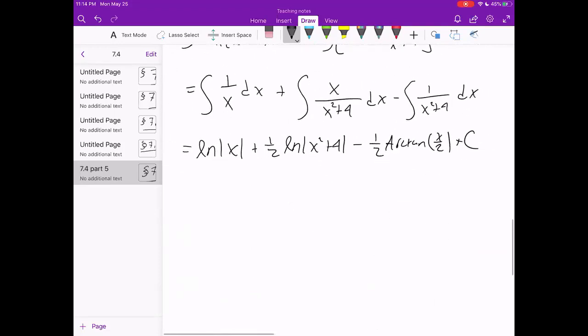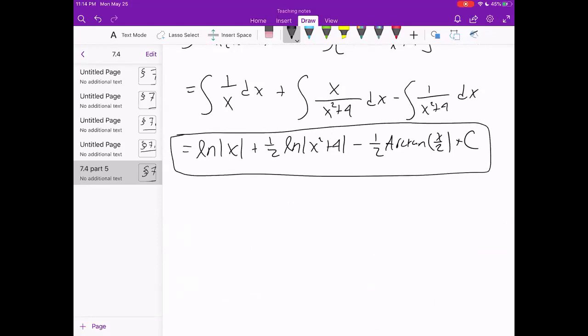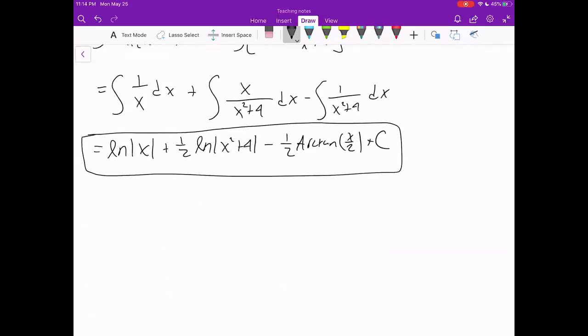And that's going to be my answer for this integral. Again, if you don't see the second integral, how I got that is a u substitution. Check it out. You guys need to do that more than I do. So that's how you're going to do this.